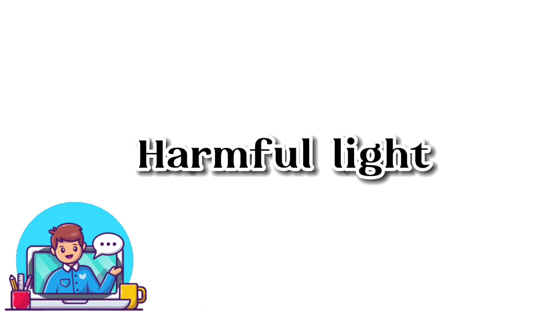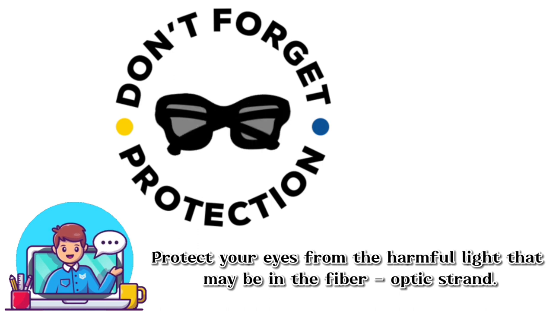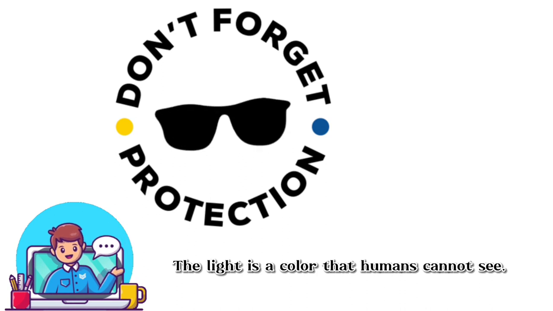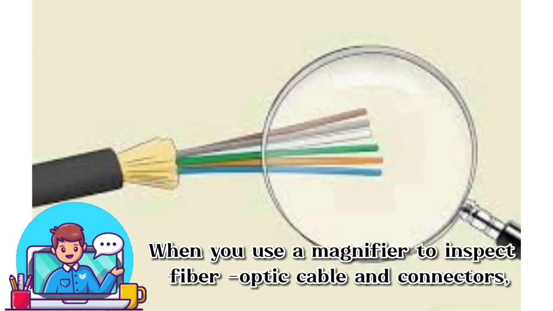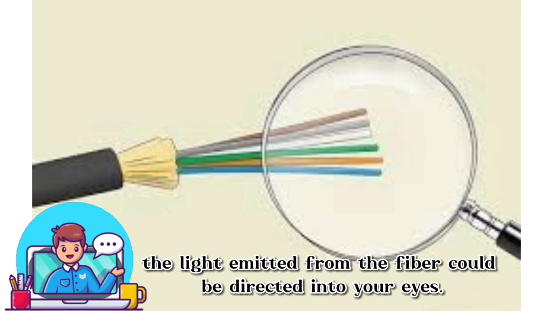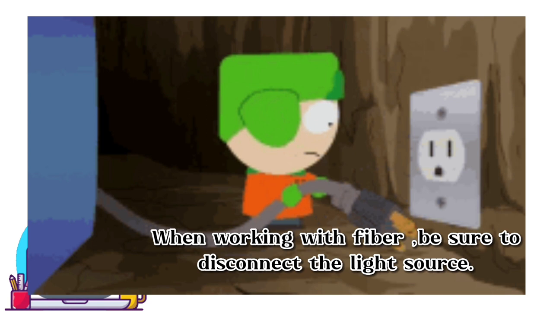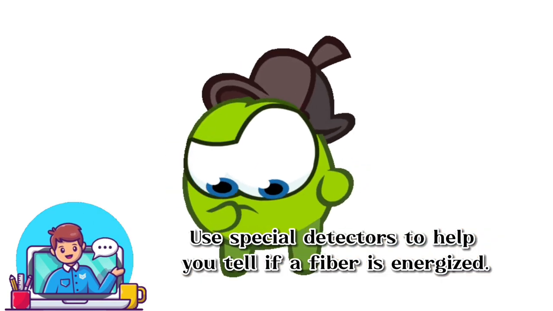Harmful light. Protect your eyes from the harmful light that may be in the fiber optic strands. The light is a color that humans cannot see. It can damage your eyes before you can feel it. When you use a magnifier to inspect fiber optic cable and connectors, the light emitted from the fiber could be directed into your eyes. When working with fiber, be sure to disconnect the light source. Use special detectors to help you tell if a fiber is energized.